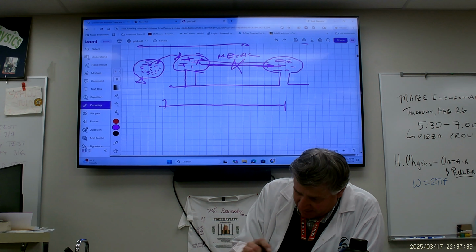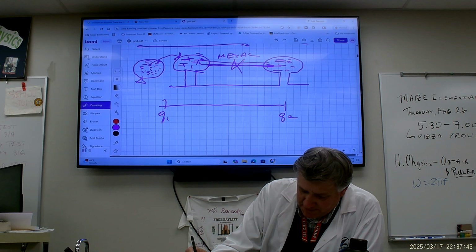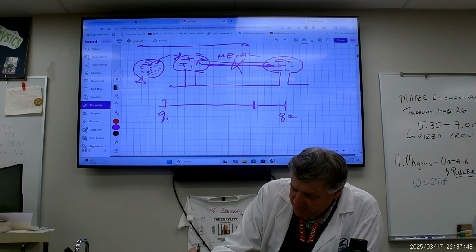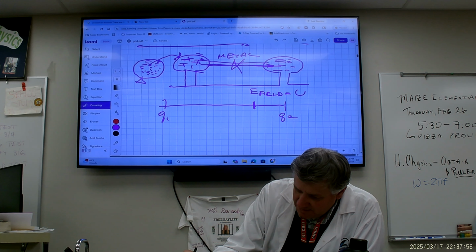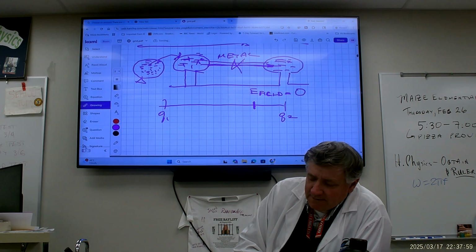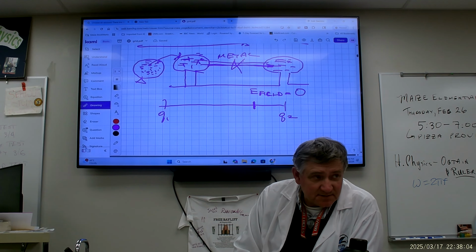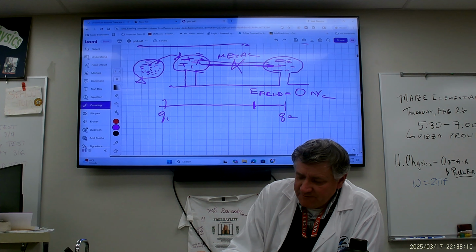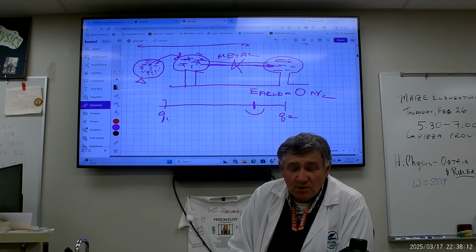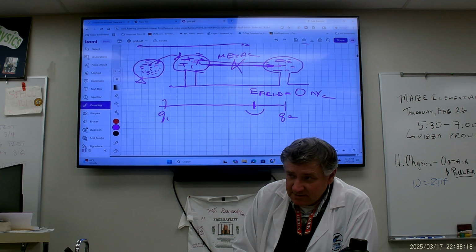Imagine that you have a number line. Q1 here, Q2 here. At this point right here, the electric field has a value of 0. Okay? Let's start with this. What are the units for electric field? Newtons over coulombs. So the electric field is 0 right there. So what can you conclude about charge Q1 and charge Q2?